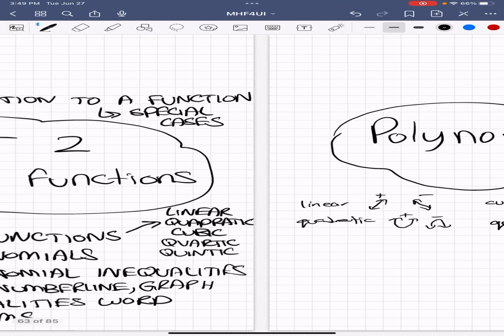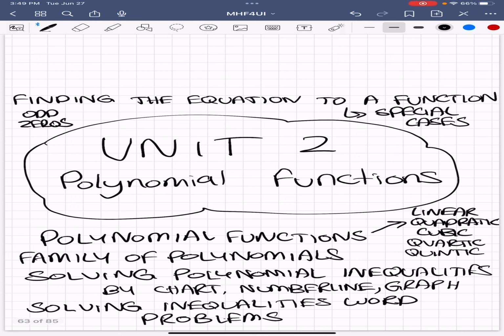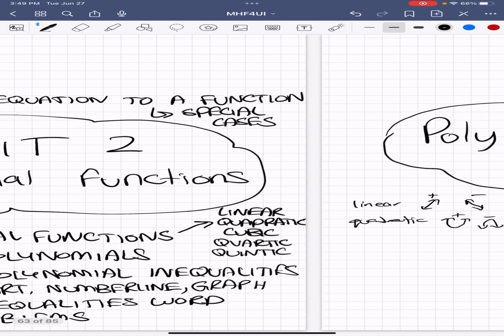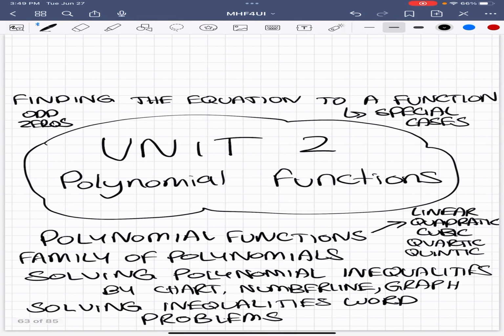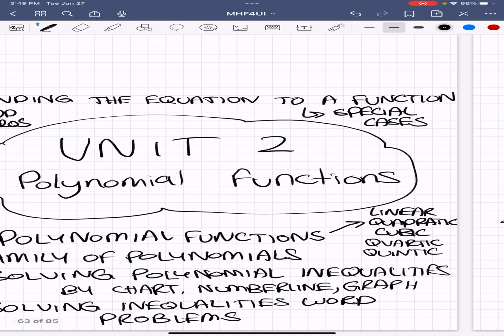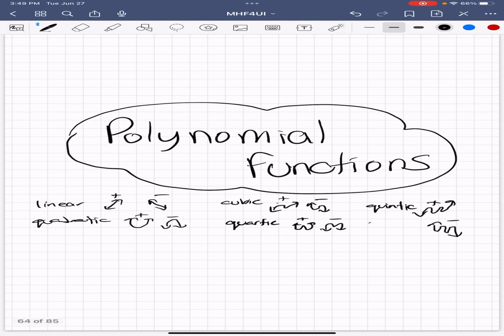Okay, so welcome to Unit 2 of Polynomial Functions. We're going to be covering lots of stuff during this unit, mostly graphing polynomial functions and trying to find the equation or family of functions for each polynomial function.